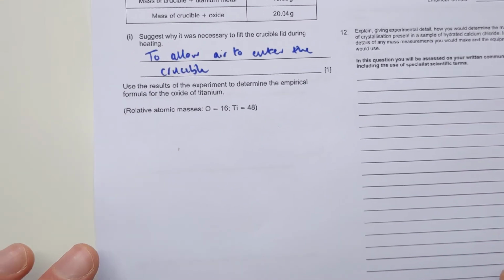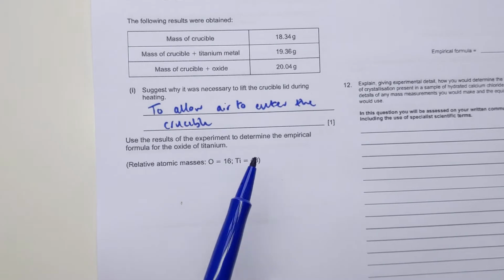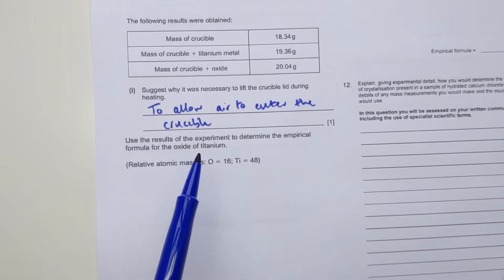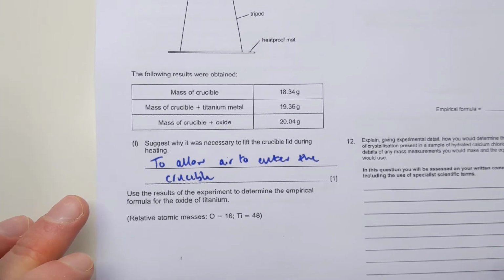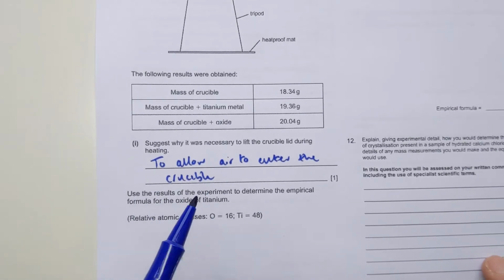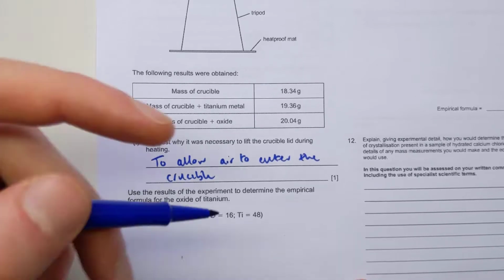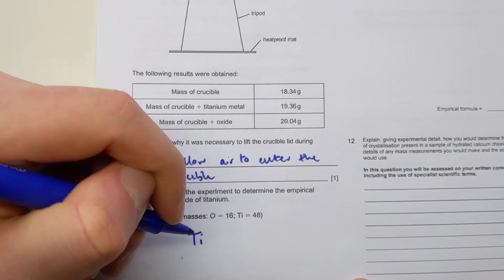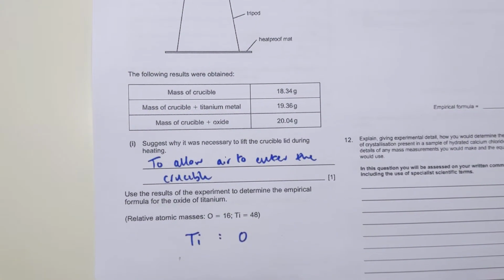The main bulk question is a calculation, and it's 6 marks. We have to use the experimental results to determine the empirical formula for the oxide of titanium. If you remember, the key bit of working out for this type of question is to work out the mole ratio of titanium to oxygen, because those are the two elements in this compound. So if I lay it out like this, titanium with respect to oxygen. Now I haven't got moles at the start, all I've got is masses, and even with the masses there's a little bit of working out to do.